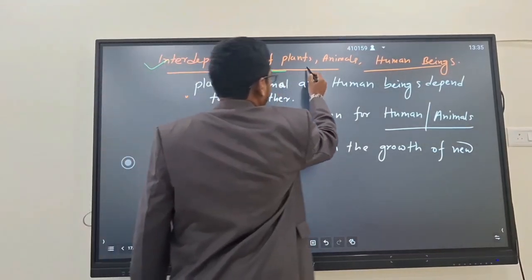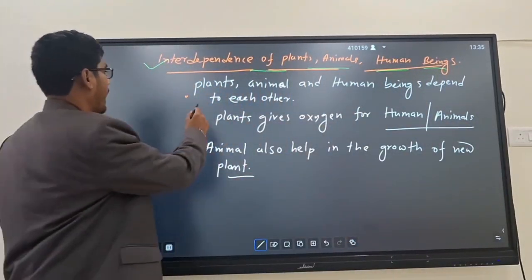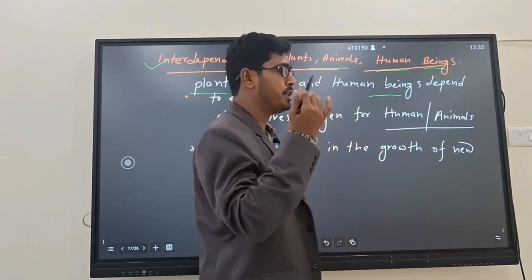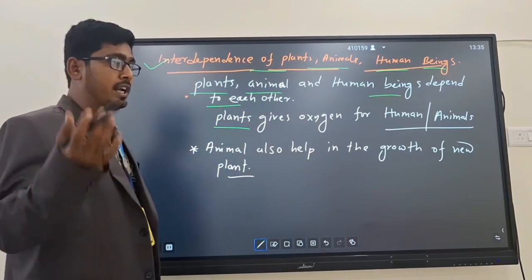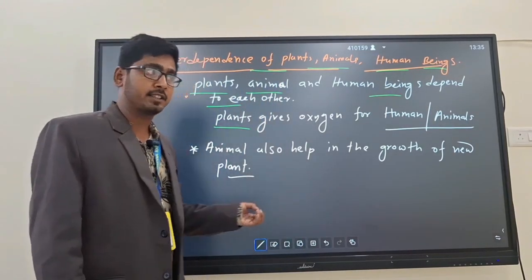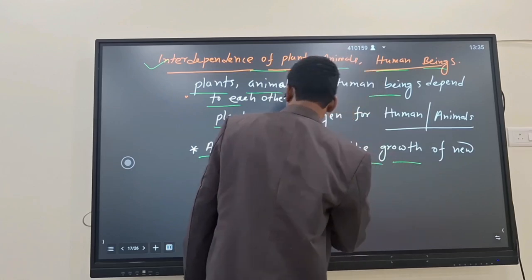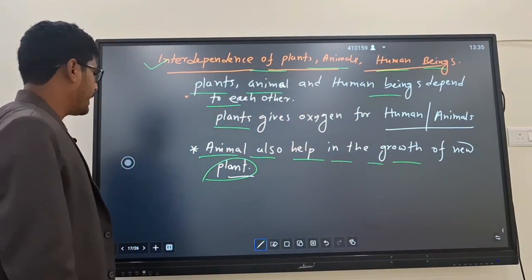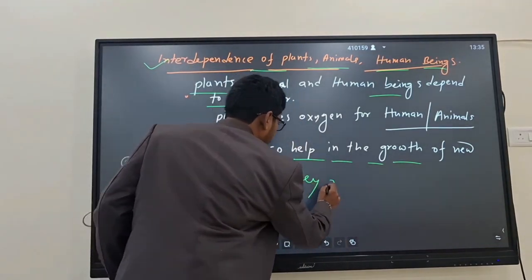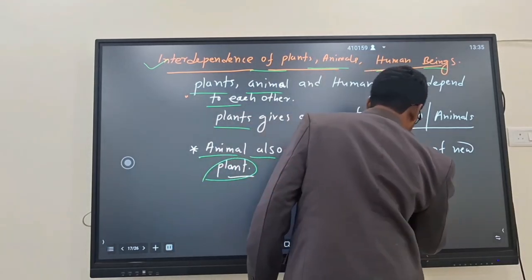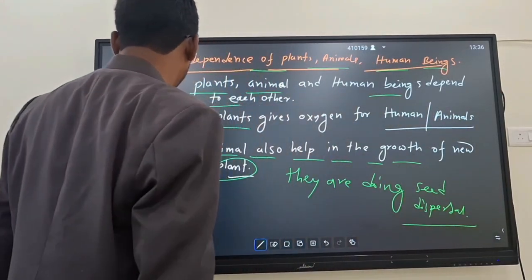Interdependence of plants and animals, human beings. We are interdependent on each other: animals, humans, and also plants. Plants give us oxygen. We take the oxygen for breathing, and we also release CO2. It is also required by plants for making their food in photosynthesis. Animals also help in the growth of new plants. Some animals like birds are doing seed dispersal. Okay, next slide.